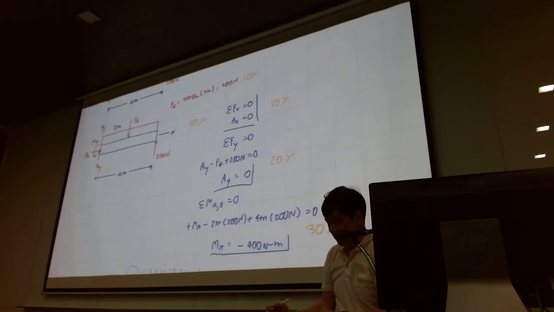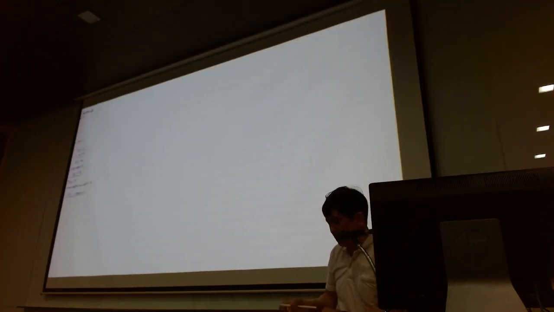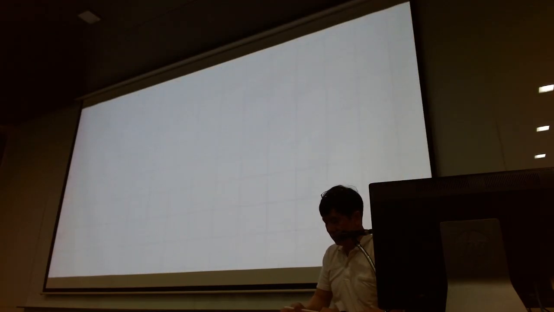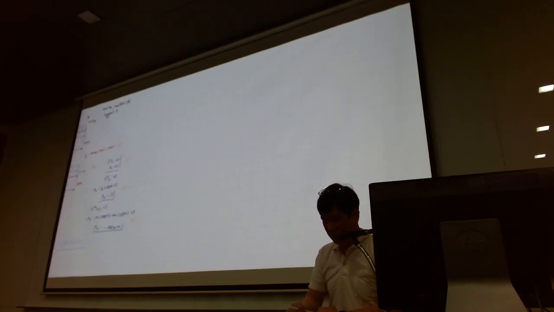Okay. Any question about this before we proceed with the next exercise? The next, okay, I can still do it on the same page. This is going to be exercise number 3. Let me just write this.